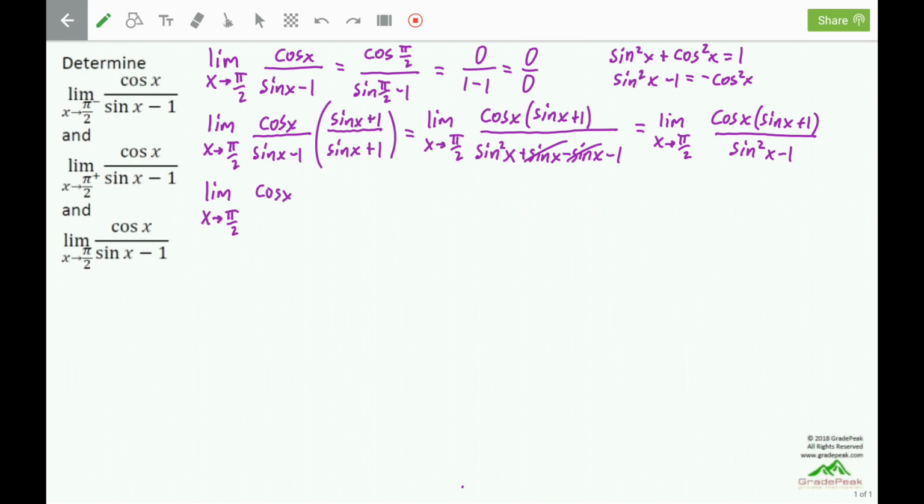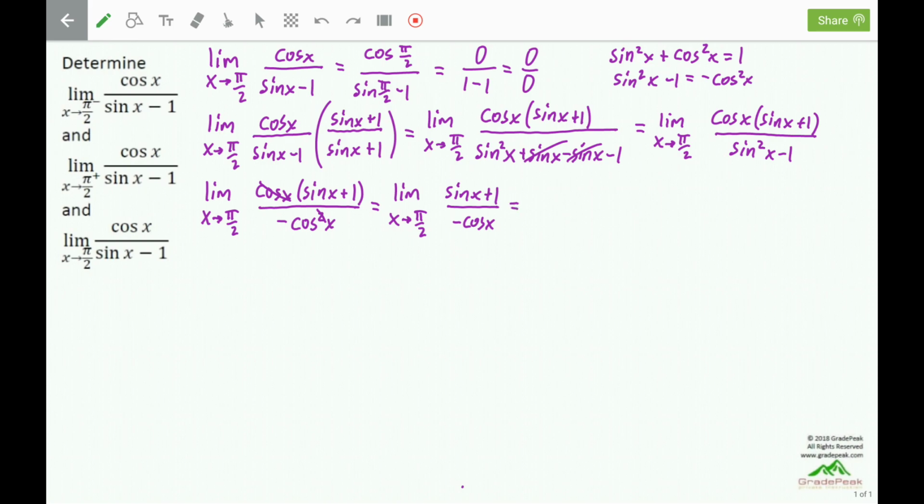So we have the numerator left factored. In the denominator, it can be replaced with a negative cosine squared of x. We still have the 0 over 0 indeterminate form because the cosine of pi over 2 is a 0. But we can cancel the cosine in the numerator with one of them in the denominator to remove the 0 over 0 indeterminate form. What's left is a sine of x plus 1 divided by a negative cosine of x.